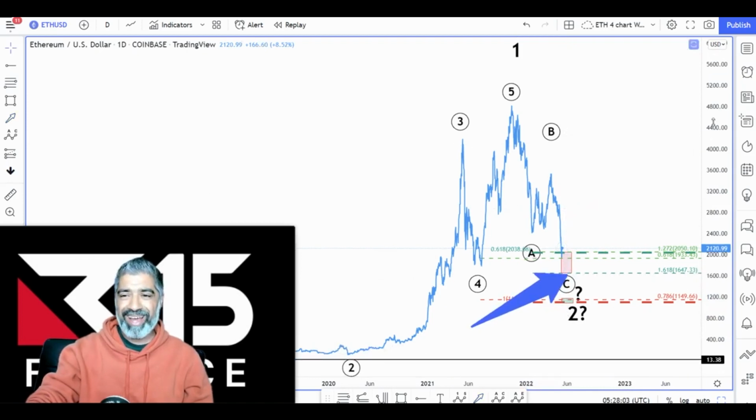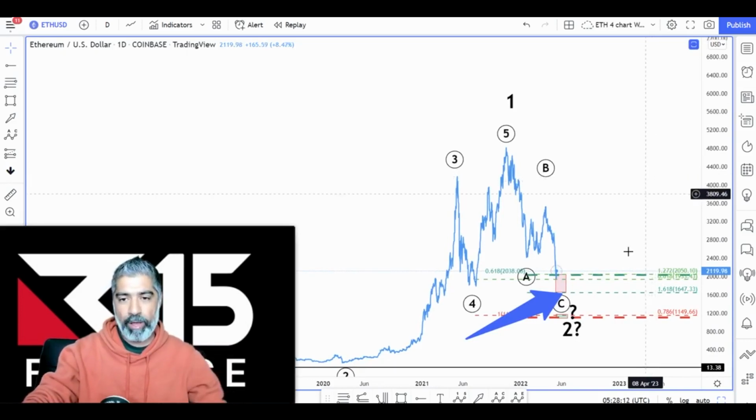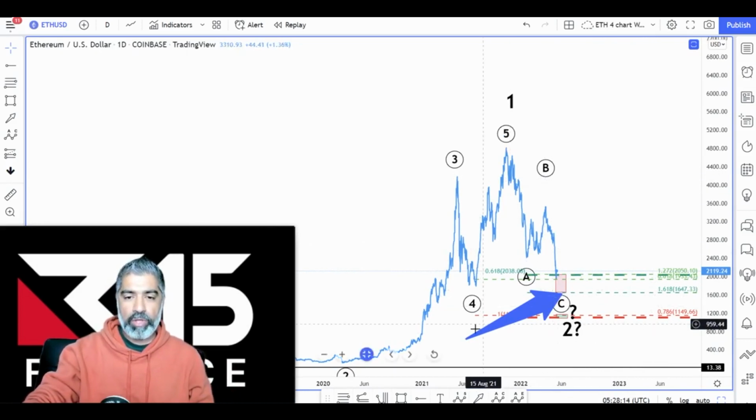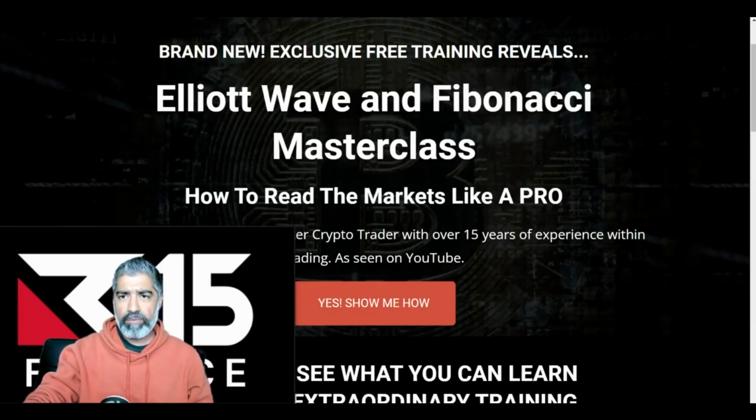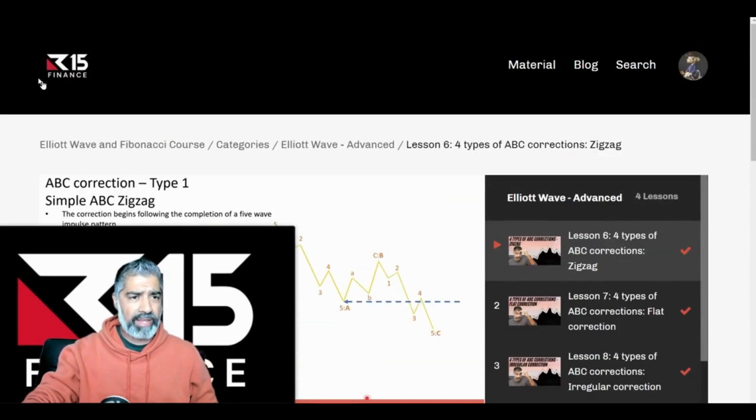What is the likely, highly probable outcome for Ethereum in the second half of 2022? Second half of 2022. So we're not talking about tomorrow, we're talking about second half of 2022. Well, most often, if I just go back to my Elliott wave course, where is it? Here we go. It's this one here. If I just go back a step, I'm just going to go back 2 steps actually.